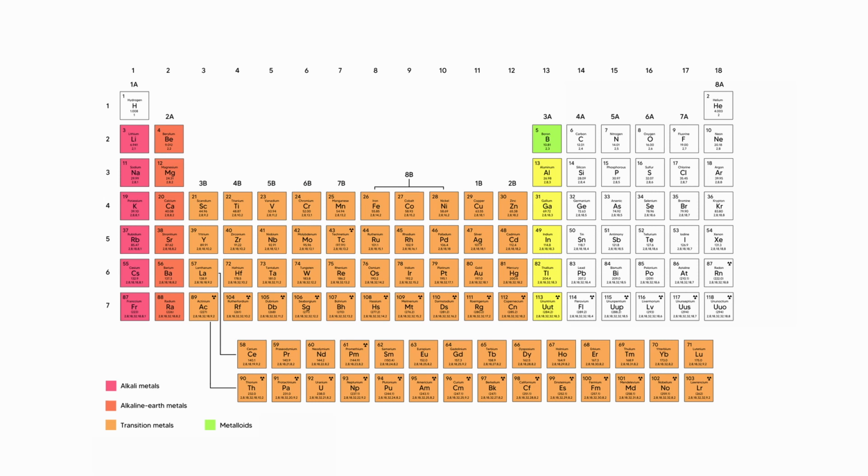Group 13 includes the boron family. You'll notice that this column contains two color-coded cells, green belonging to the metalloid family and yellow belonging to the post-transition metals. Since they both share similar physical properties, they are organized together in the same column.